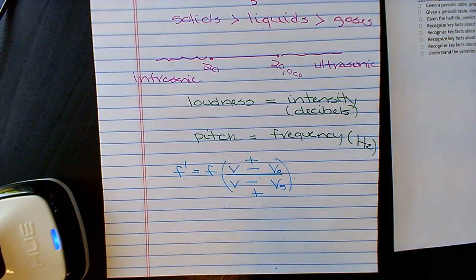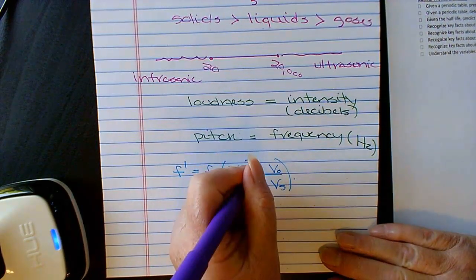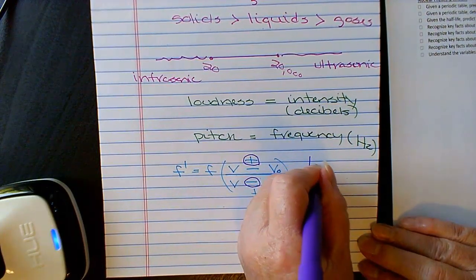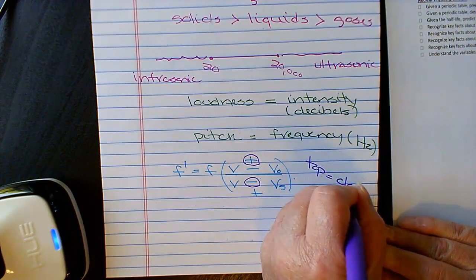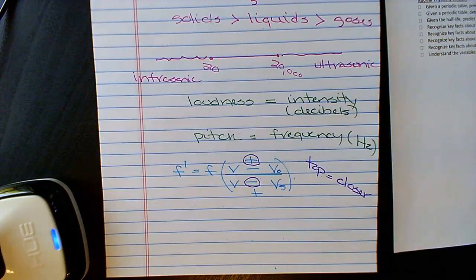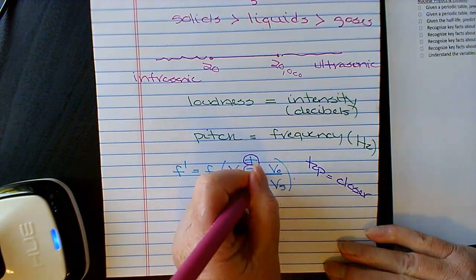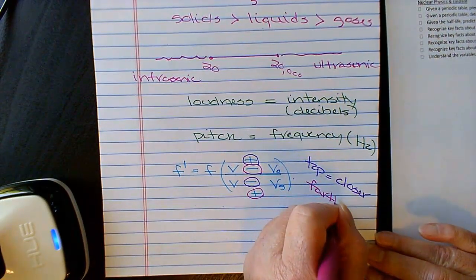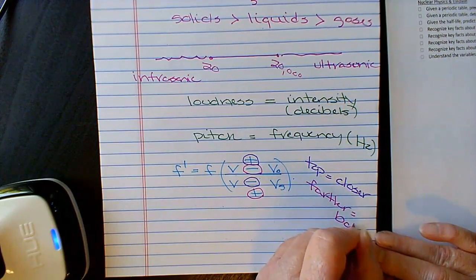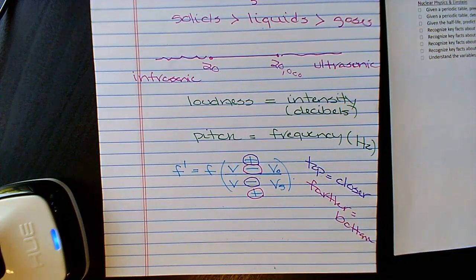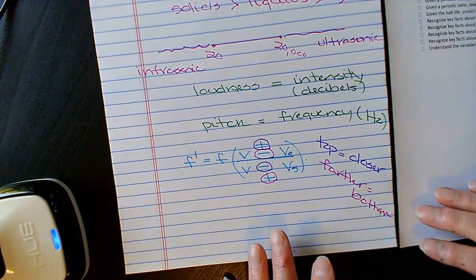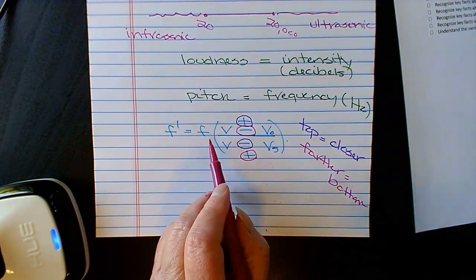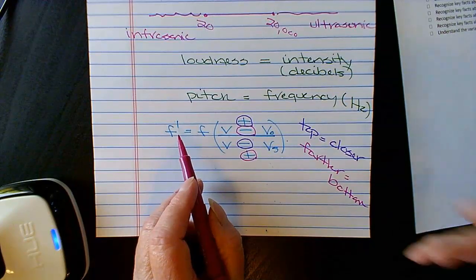If the listener and the source are getting closer together, you use the top. So I'll write down top equals closer. And if the listener and the source are getting farther apart, we use the bottom signs. But more importantly, we're probably not going to have to number crunch on the exam. You just need to know that the frequency that somebody hears could be higher or lower depending on where they are.